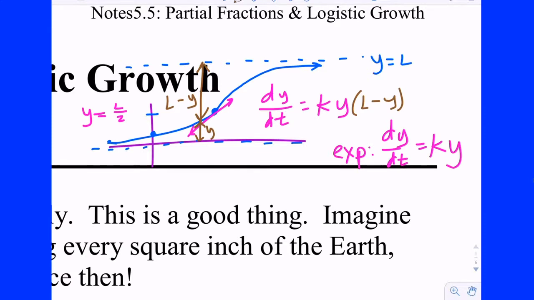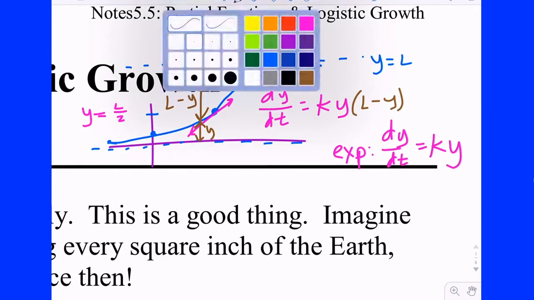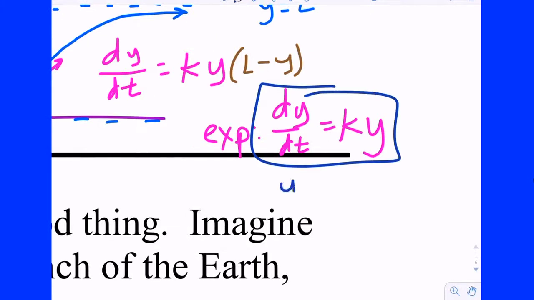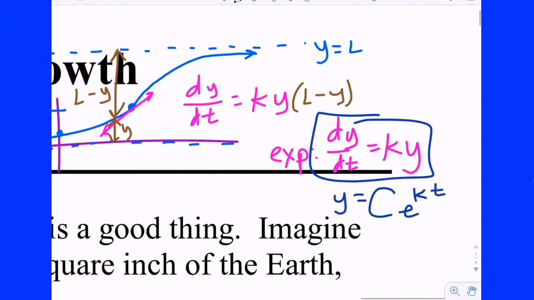So dy/dt is not just equal to k times y. That would be purely exponential. And if that's the case, what is the general solution to the purely exponential equation? I already said it. y equals the sect equation, right? y = Ce^(kt). What we're going to do in this section is we're going to develop the general solution for the logistic scenario, which is dy/dt = ky(L − y), where L is your limit to growth.